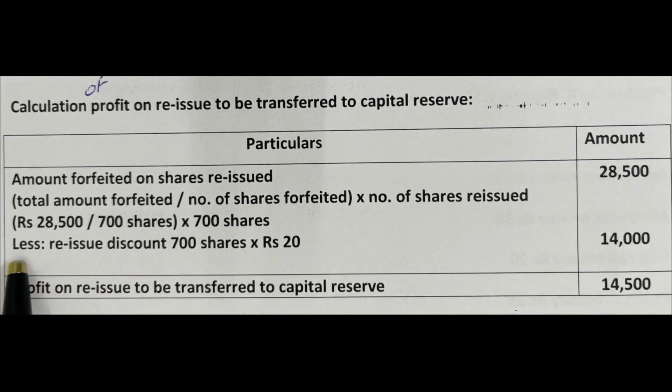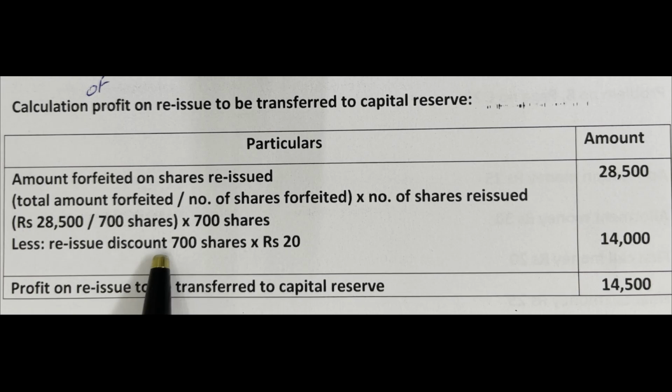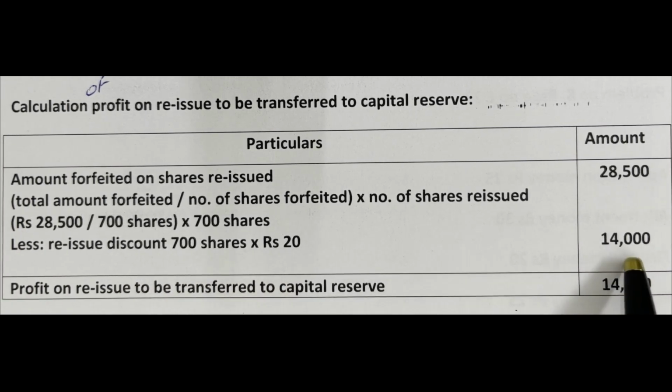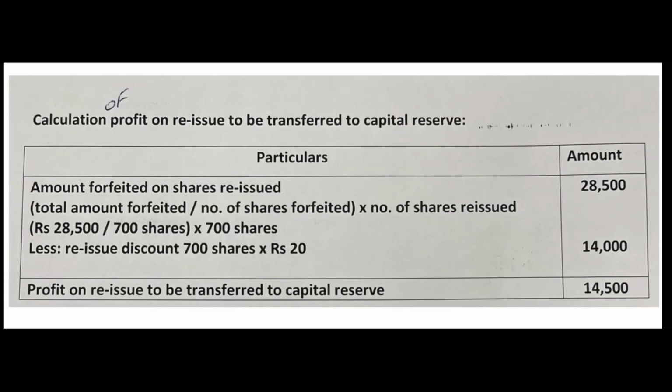From this, we have to subtract reissue discount. 700 shares at the rate of 20 rupees each. Reissue discount is 14,000. So 28,500 minus 14,000 is equal to 14,500. This is a credit balance in forfeiture account. Profit on reissue to be transferred to capital reserve. Take a screenshot of this table.